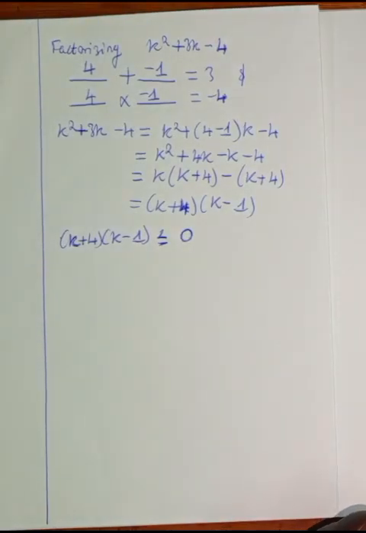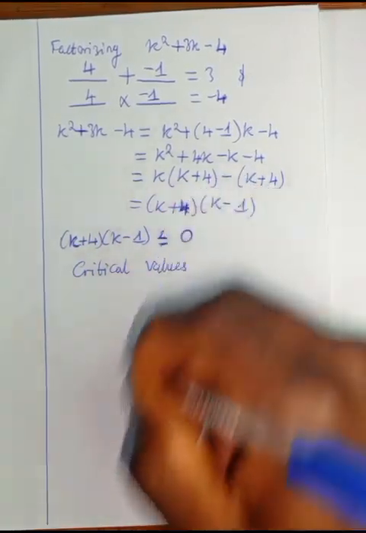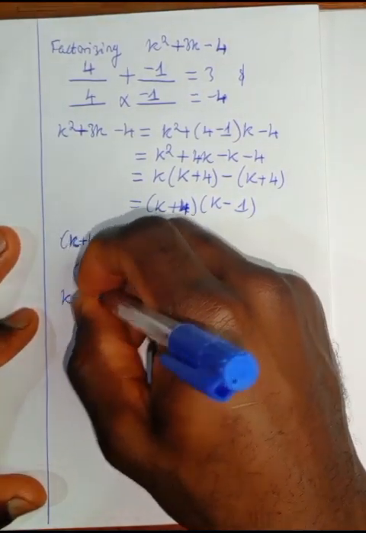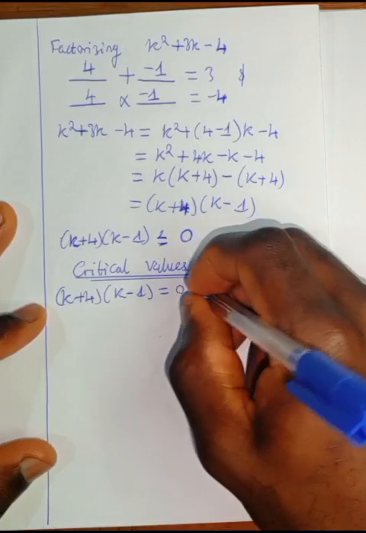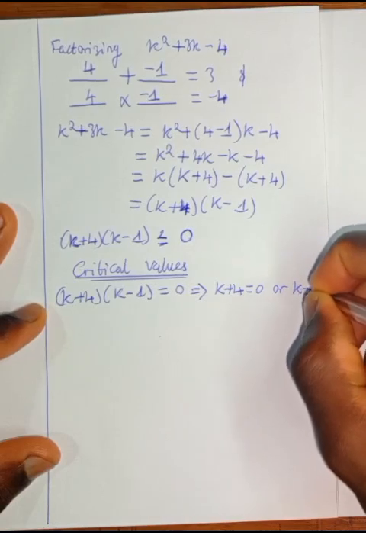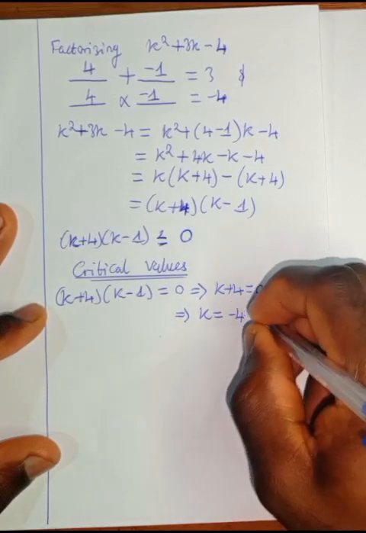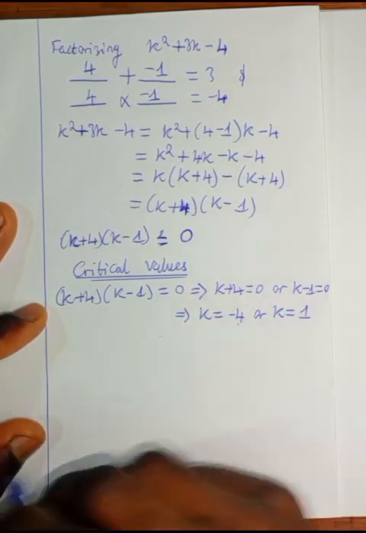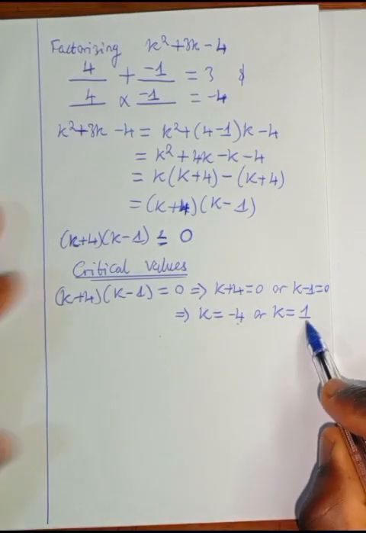So the first thing we need to start by is finding the critical values. Write down these critical values. For us to get the critical values, we are going to equate the product of factors k plus 4 times k minus 1 to 0. Then this will mean that either k plus 4 is equal to 0 or k minus 1 is equal to 0. Then k will be equal to negative 4 or k will be equal to 1. So these are the critical values. If you look at the two critical values, you will notice that negative 4 is less than 1.